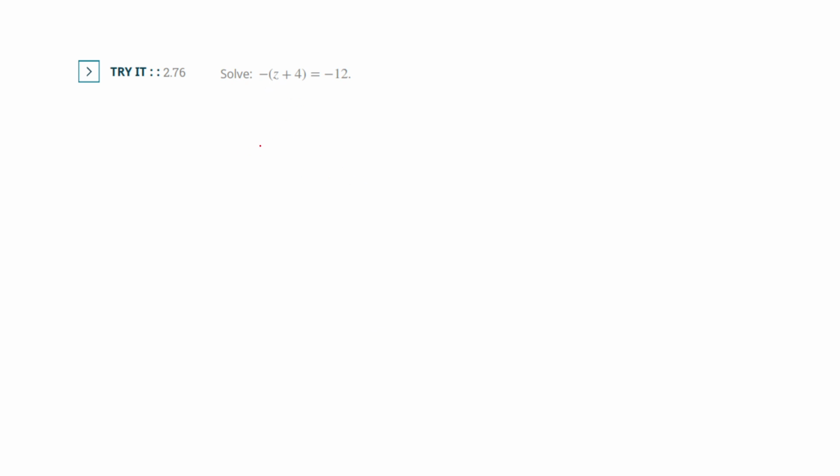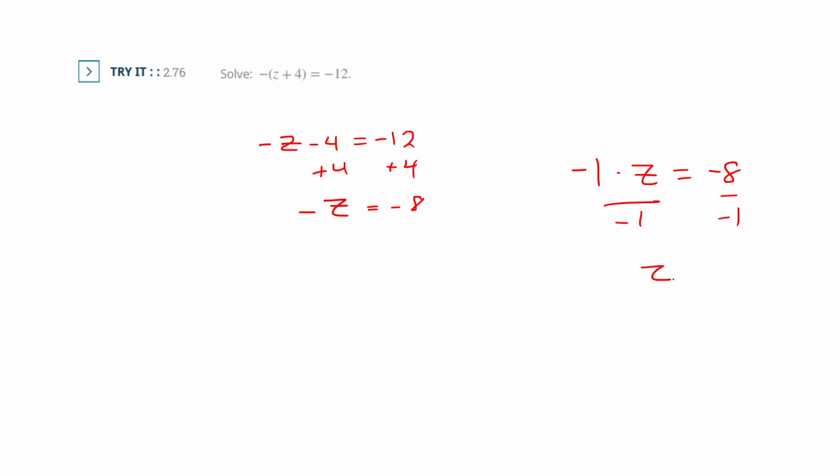Okay, more cleanup to do here. I'm getting negative z minus 4 equals negative 12. I want it to be negative 1z equals something. So I'm getting rid of the 4. Got negative z. Now you owe me 12, but you paid back some of it. You still owe me 8. Now negative 1z equals negative 8. I'm going to divide both sides by negative 1. So I'm dividing a negative by a negative, so it's just positive 8.